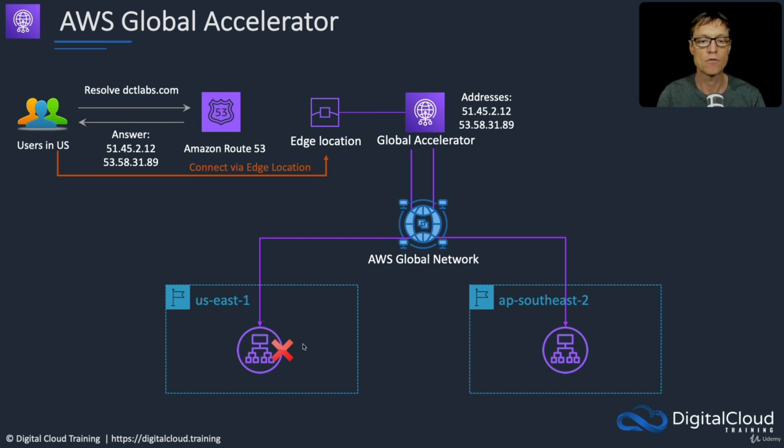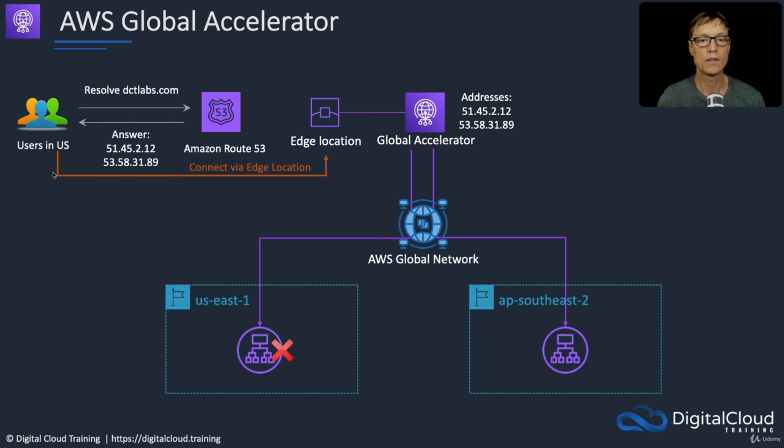We'll actually create a region in US East 1 with an ALB. We'll create a region in AP Southeast 2 with an ALB, and behind each of those ALBs will just be a single EC2 instance with an HTTP website running. We'll then create a global accelerator with the two regions attached, and then we're going to connect to it.